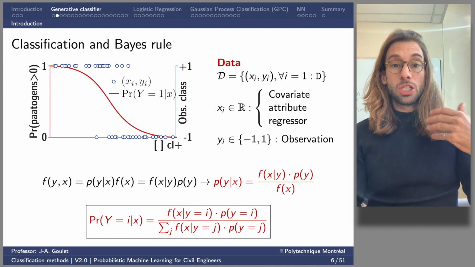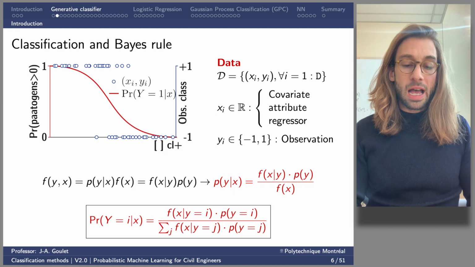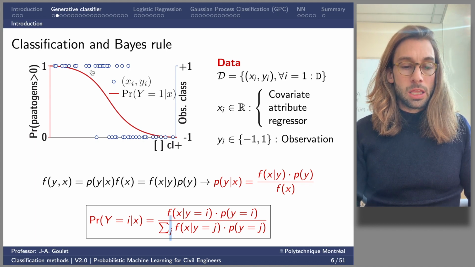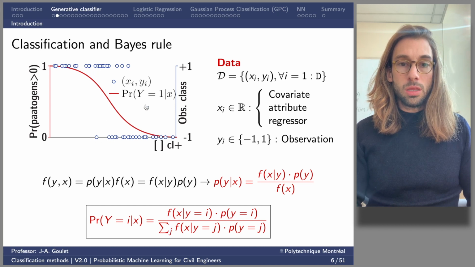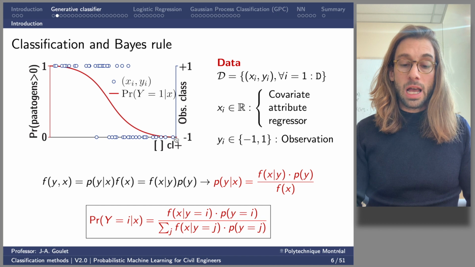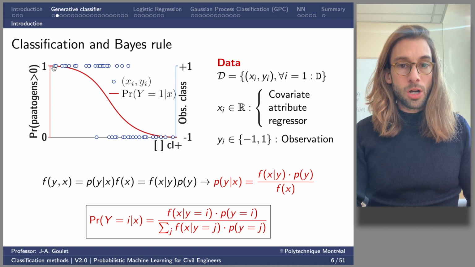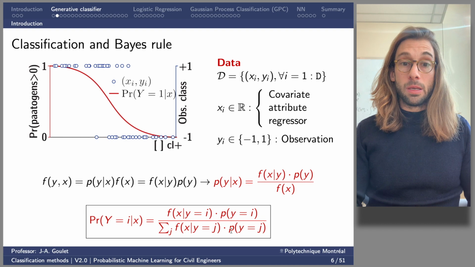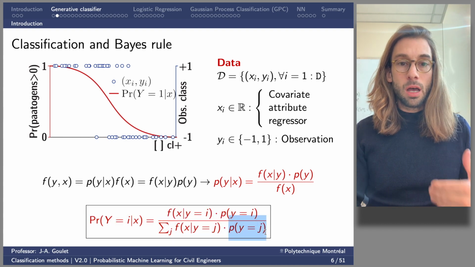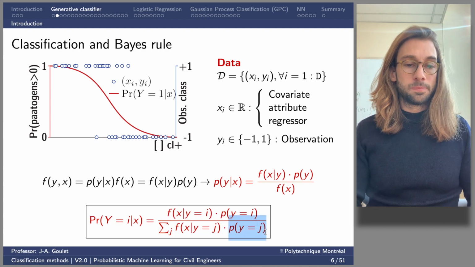What is the normalization constant going to be? It's going to be the sum of what I have in my numerator over j, my possible classes. In this case, it would be the PDF of the class minus 1 times the probability of that class, plus the PDF of having pathogens times the marginal probability of having pathogens. And I do the sum; that's going to be my normalization constant.